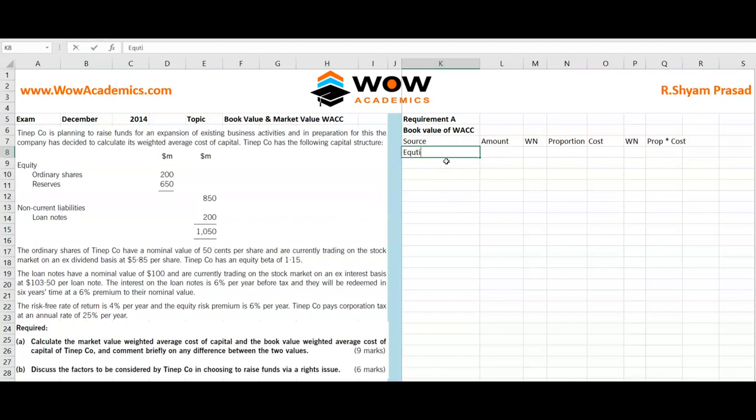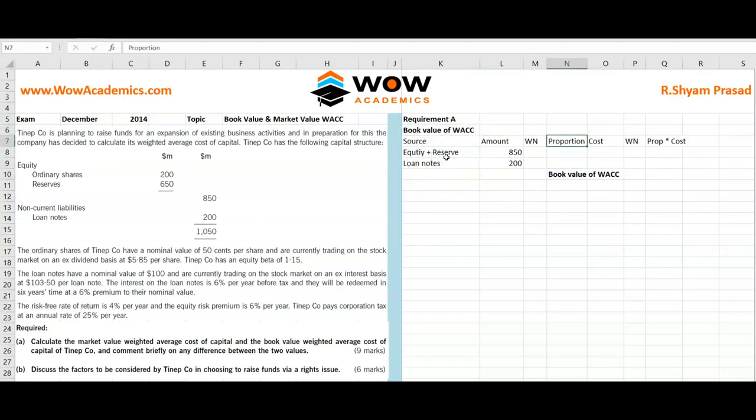While computing the equity element of book value WACC, we have to have both the equity value and the reserve value. So that number is directly available: 200 plus 650 is 850. There's no working note. Proportion we'll do later. The loan notes book value is 200. So we have to find out the cost of it, which we'll leave as of now. Once we have done all this, we'll get the book value WACC.